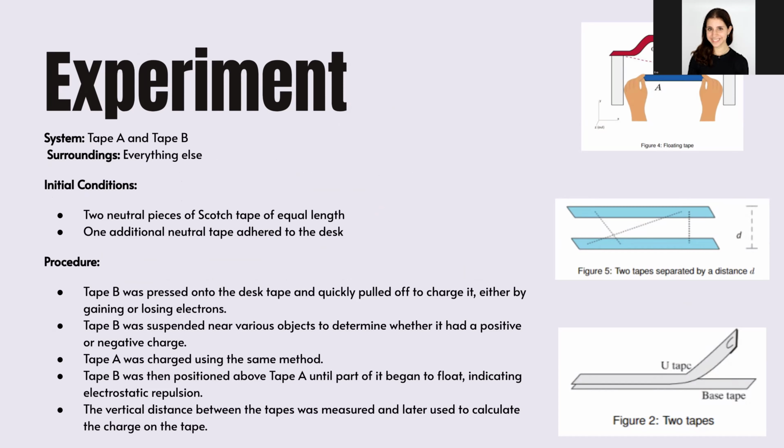For the experiment, I used two pieces of Scotch tape that were the same size and then one neutral tape just adhered to the desk. And you can see in the diagram, tape B was pressed along the desk and then quickly pulled off, and this charged it by having it gain or lose electrons, and then it was suspended near various objects to determine if it had a positive or negative charge. And tape A was charged using the same method, and then I positioned tape B above tape A until it began to float, which means that there was electrostatic repulsion, and the vertical distance between the tapes was measured and then used to calculate the charge on the tape.